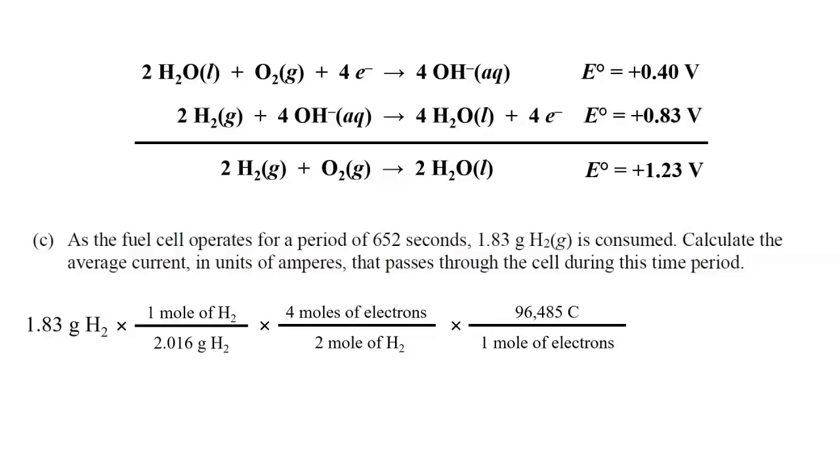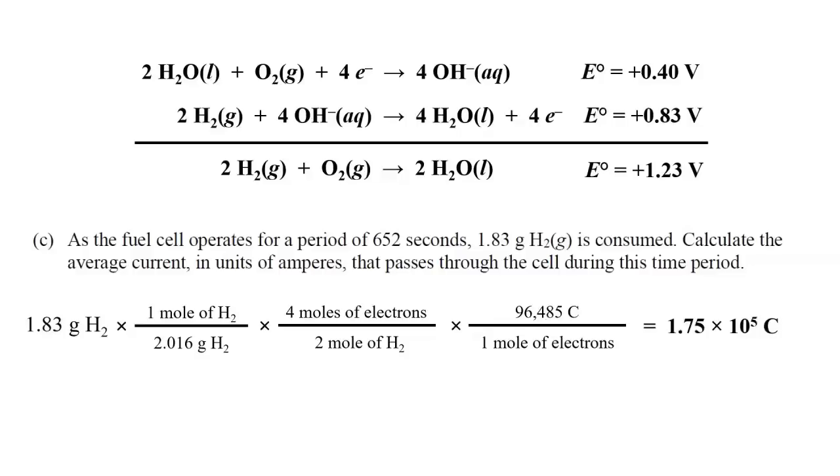I'll divide by 2.016. To go from moles of hydrogen to moles of electrons, I will multiply by that ratio of 4/2. And then I will multiply by 96,485 to go from moles of electrons to coulombs. So 1.83 divided by 2.016 times 4/2 and then times 96,485. I get a pretty large number.